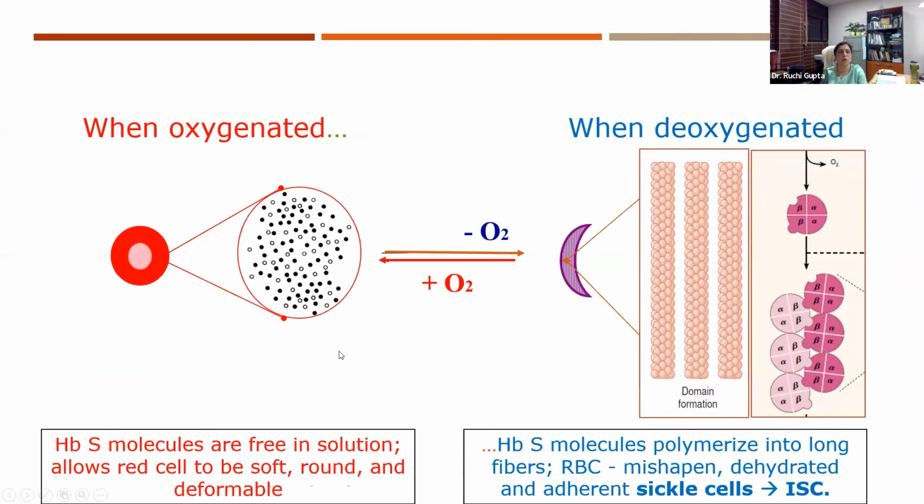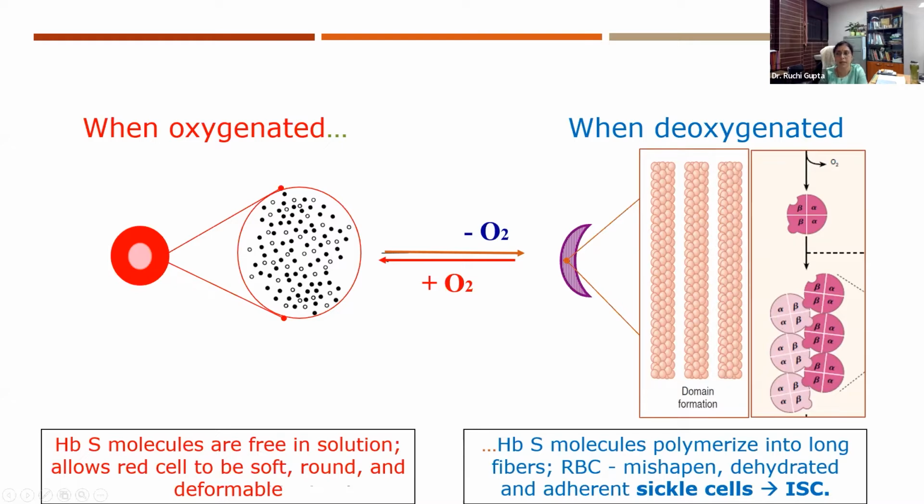So what happens because of this change? Because of this change inside the RBCs, if you see the hemoglobin molecules, when the cell is oxygenated, the hemoglobin molecules are in a free form. They allow the red cell to be soft, malleable, deformable, and pass through the capillaries. However, the moment it gets deoxygenated, these hemoglobin tetramers tend to polymerize, and eventually they reach a stage of nidus formation or nucleation, which subsequently leads to the formation of these polymers.